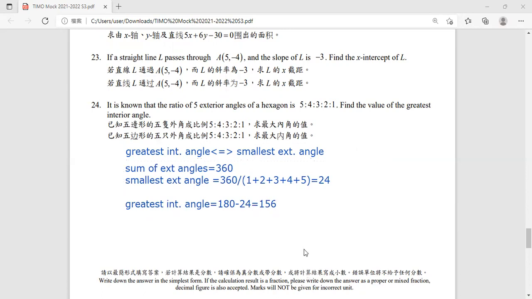Okay, nothing special. I think this is a Form 2 question, but it's okay. Any questions?